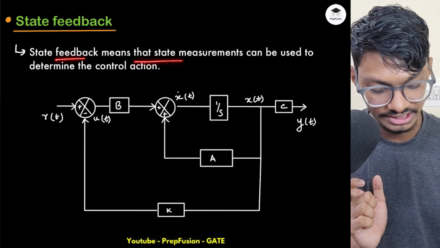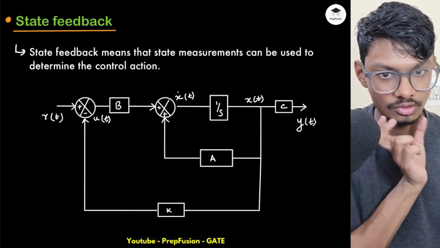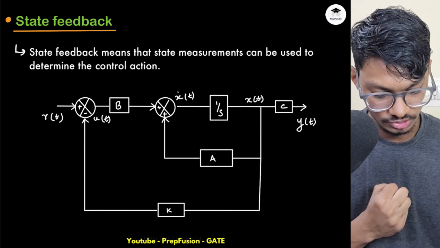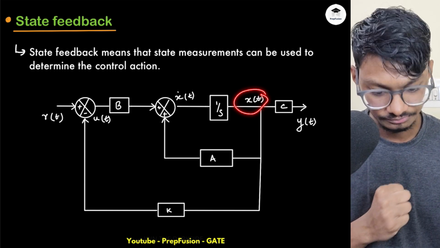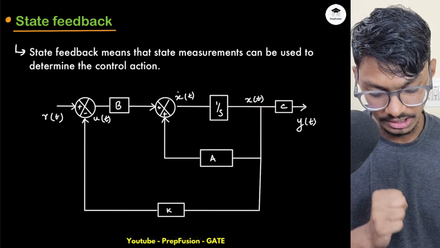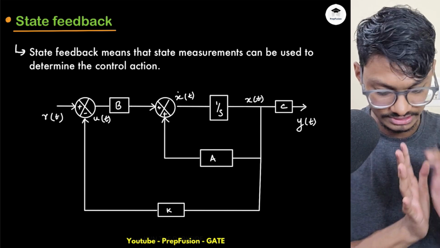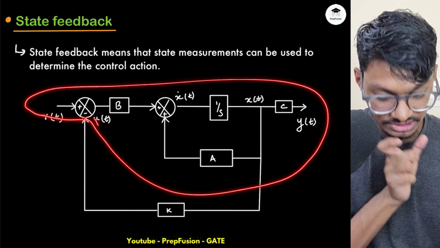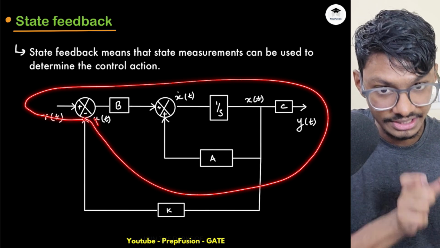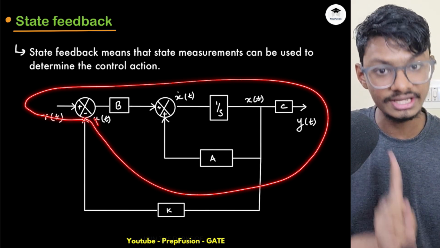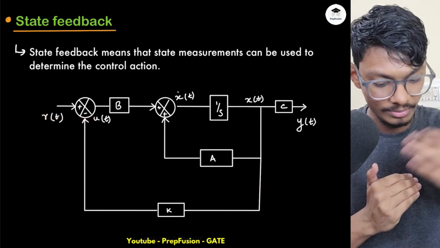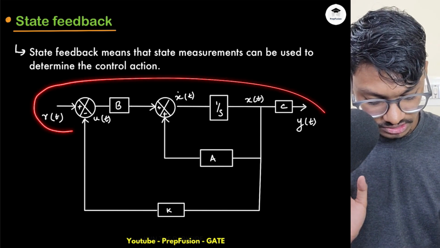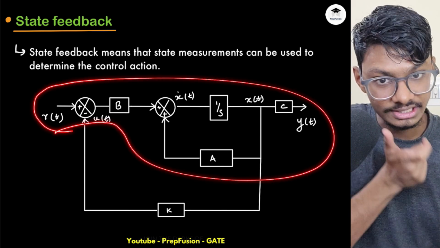State feedback means that the state measurements can be used to determine the control action. So basically we're taking the feedback of the state parameters. Here is my state variable. If you skip this part and just focus on this, it is basically the block diagram representation of the state space model. All this I have explained in my full course, so I will not go much in depth. So this part is the block diagram of the state space representation.